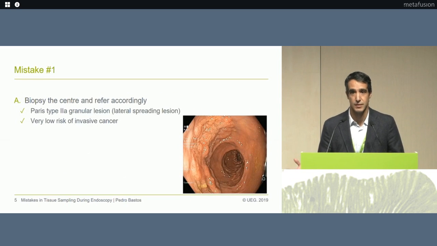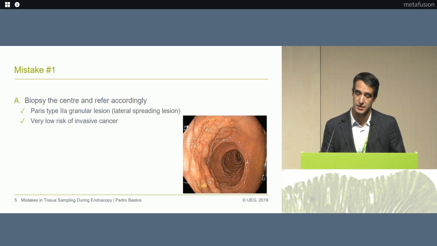And this would be what we think is a mistake: we need to biopsy the center and refer accordingly. Because this in fact looks like a Paris type 2 granular lesion, or granular spreading tumor, and we know that these lesions have a very low risk of invasive cancer, since we don't see the endoscopic signs of it, like an absent or irregular mucosal pattern, or a Nice 3 pattern if we are using NBI.